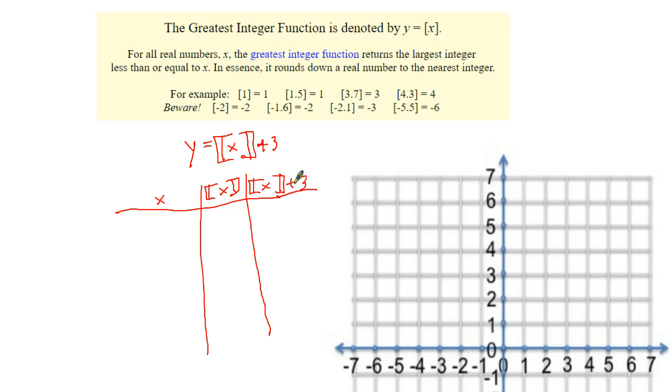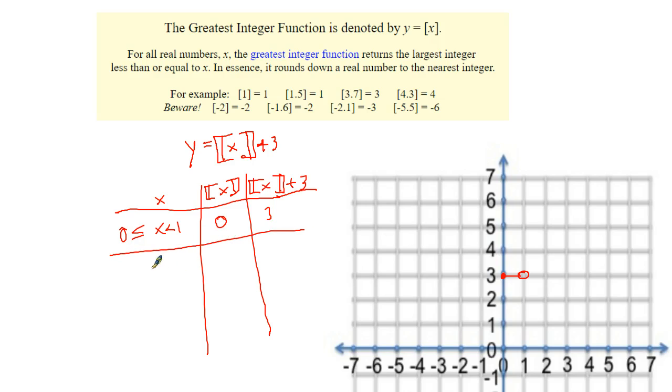So it'd probably be worthwhile to have all 3 columns. So again, when x is between 0 and 1, we get 0 as the greatest integer. If we add 3 to that, we get 3. So what happens here is now we go to y is 3 when x is between 0 and 1. So we go like this, and then open dot at x equals 1, because this is only for values that x are less than 1.